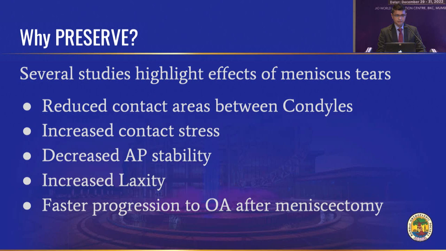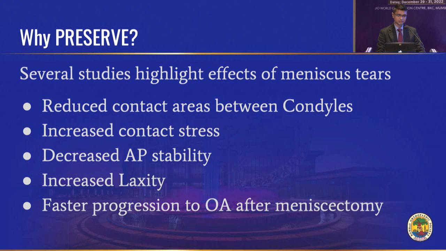So why preserve the meniscus? Several studies which highlight the effects of meniscus tears show that the contact areas between the condyles are reduced after a tear. There are increased contact stresses, decreased anteroposterior stability, and increased laxity. All these lead to a faster progression to osteoarthritis if the tear is not treated or after a meniscectomy.